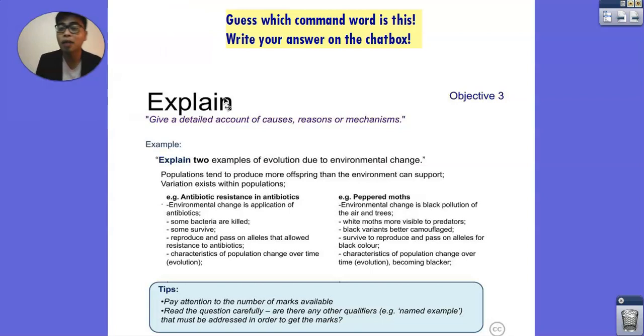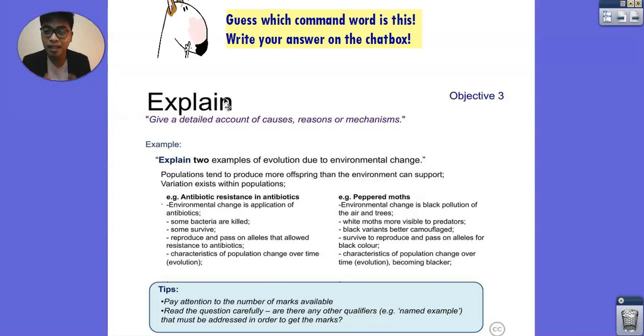So usually what people do during explanation is they just give the definition, just a very short definition. No, it's not. When it asks you to explain, you need to give a detailed, in-depth, or deeper discussion about a certain kind of scenario. So, for example, we have explained two examples of evolution due to environmental change. The answer here is that populations tend to produce more offspring than the environment can support.